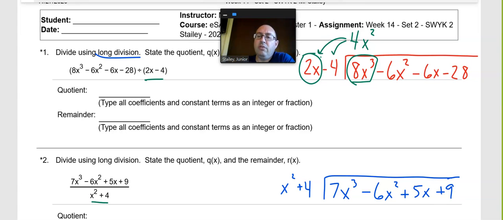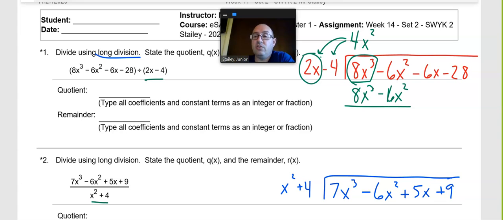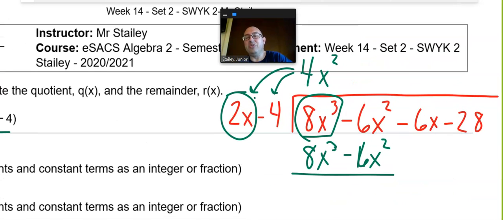Now you're going to distribute this times both of those things, giving you 8x cubed minus 16x squared. Now, most of you know that in division from elementary school, the next thing that the teacher is going to tell you is to subtract. Well, guess what? I don't trust your subtraction skills. Some kids do a great job of subtracting the first two, and then they blow the second ones. So here's what you guys do a great job with. You guys do fantastic at addition.